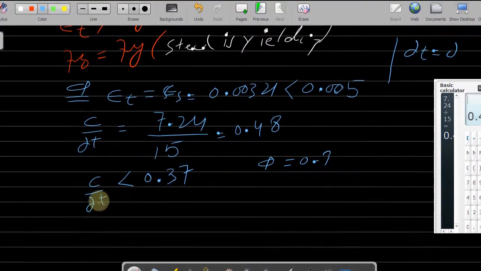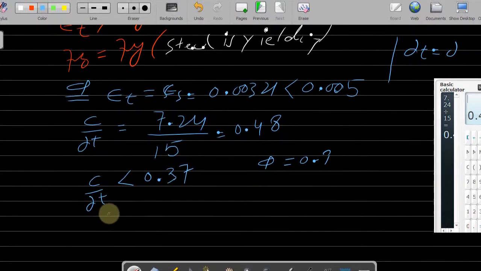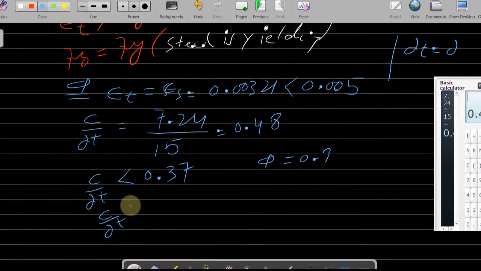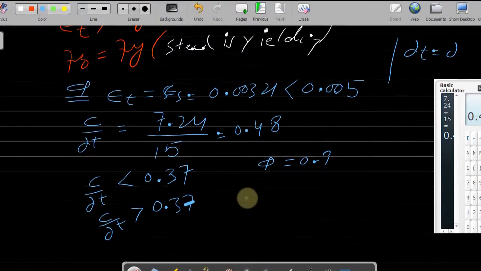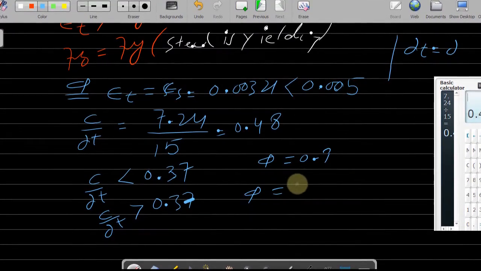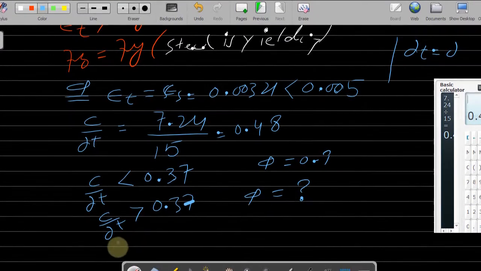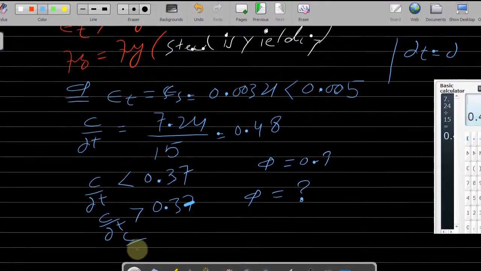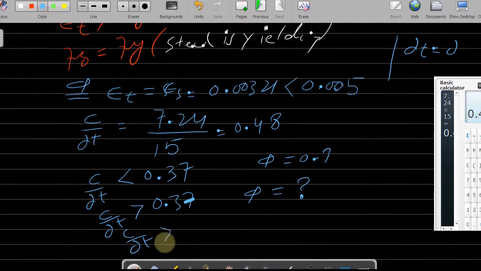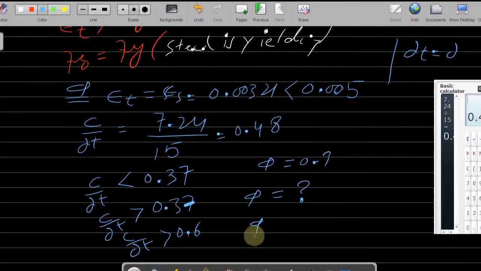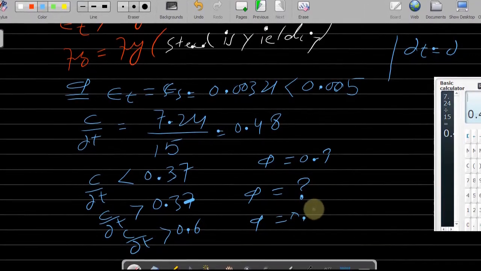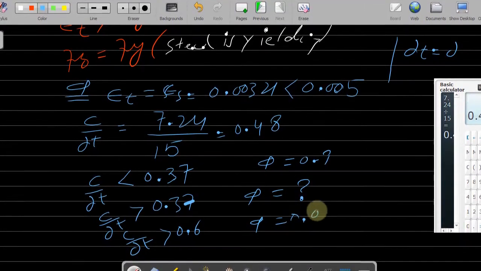In this case, you see the c over dt value is greater than the specified value, so we have to find the value of phi. Similarly, we also know that if c divided by dt is greater than 0.6, I think, please check this, then the phi value will be 0.65.